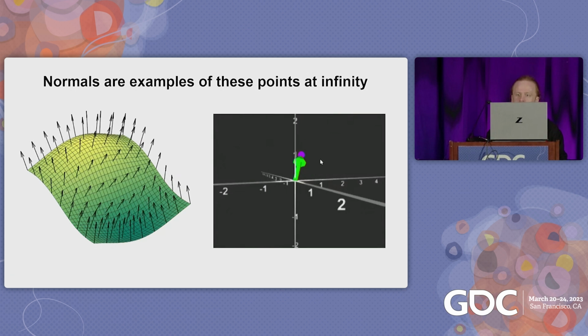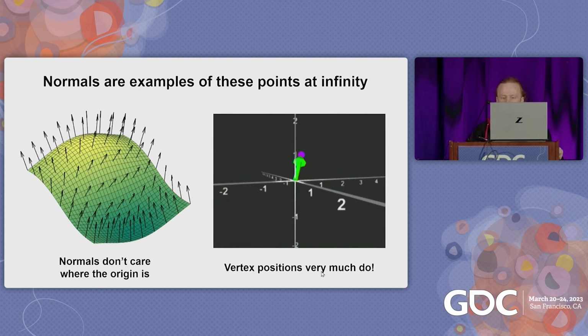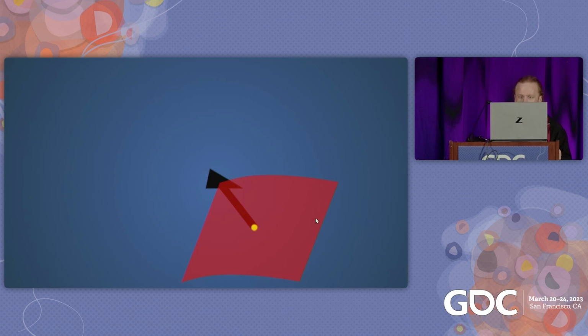So this is a normal map, and this is an ordinary vertex. And as most game developers know, there's a fundamental difference between this kind of vector and a normal. Normals don't care where the origin is, right? These arrows, I mean, in general, you're supposed to say that a vector starts from the origin, but these arrows are allowed to be anywhere because they're normal vectors. Vertex positions very much do care where the origin is.